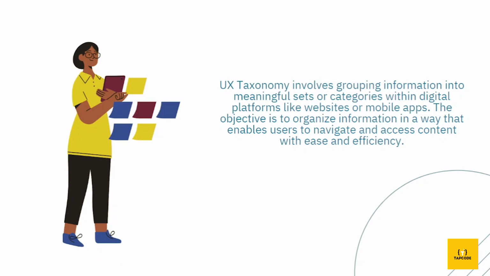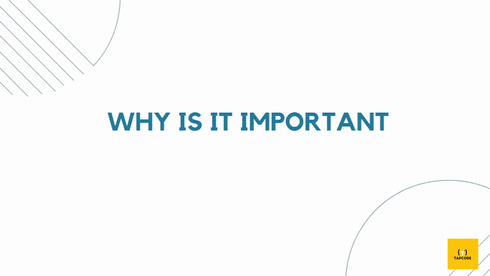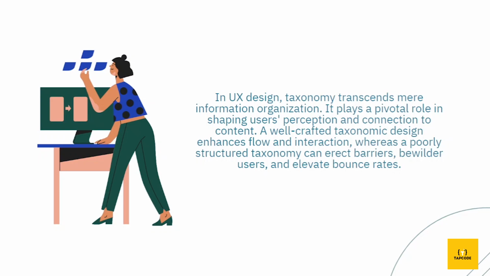The key objective is to organize data in a way that enables users to navigate and access content with ease and efficiency. So, first of all, what is taxonomy and why is it important? In UX design, taxonomy is not just mere information organization because it plays a pivotal role in shaping users' perception and connection to our products. It is a design flow that ensures that our users have a flow and connection in our products. It is important to know that a poorly structured taxonomy can bring about barriers in the usage of our product and also create user interaction issues.